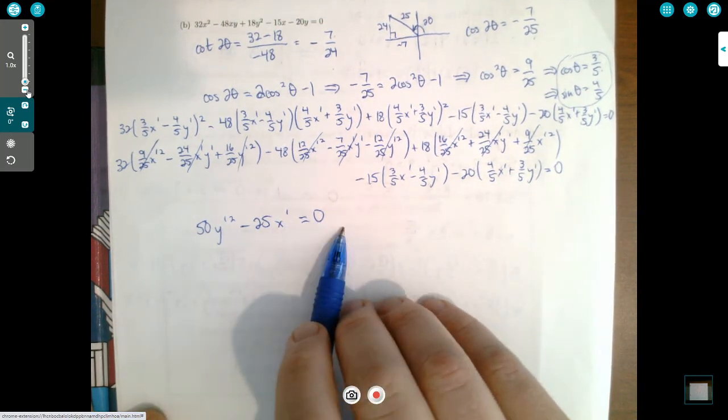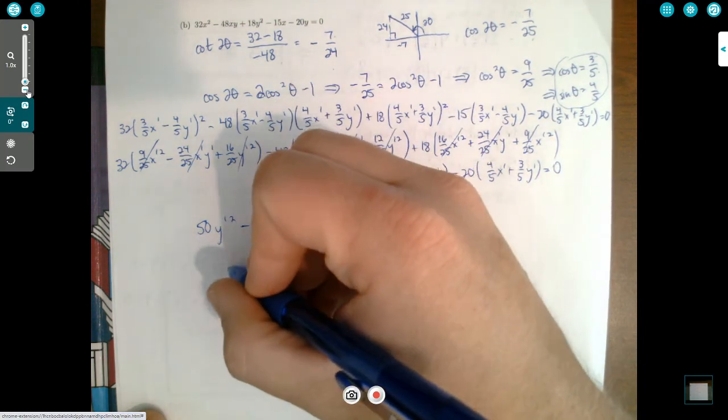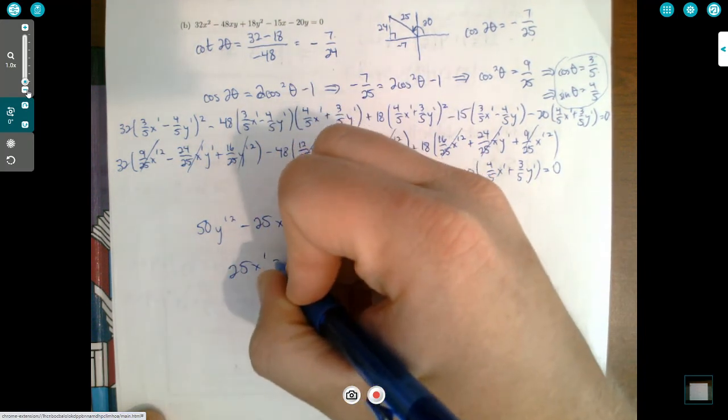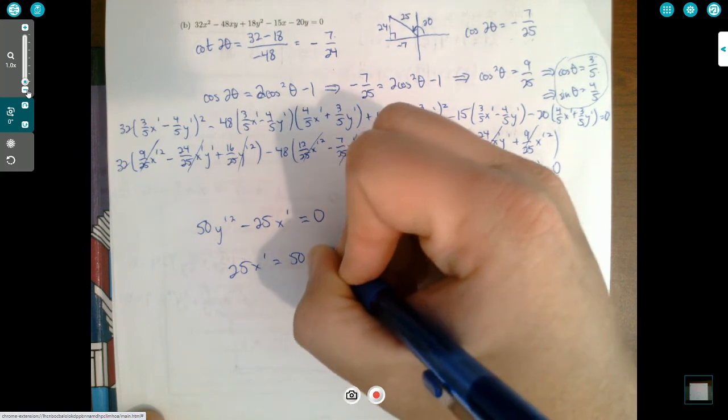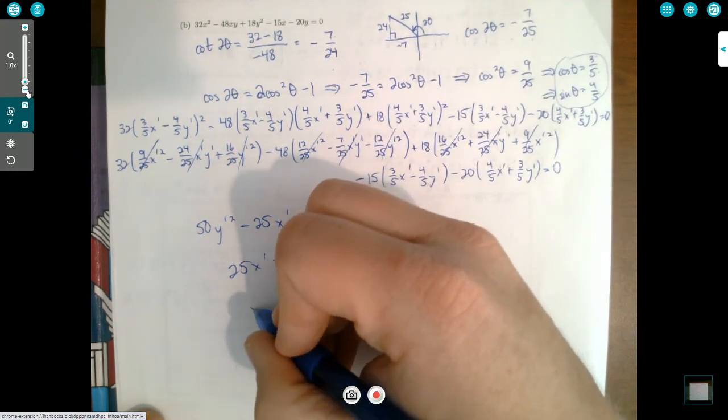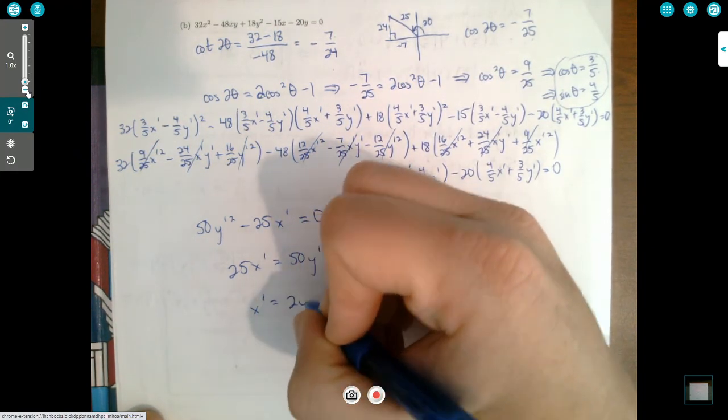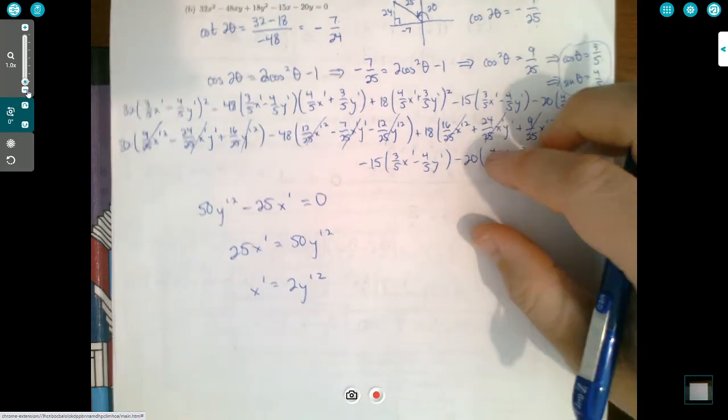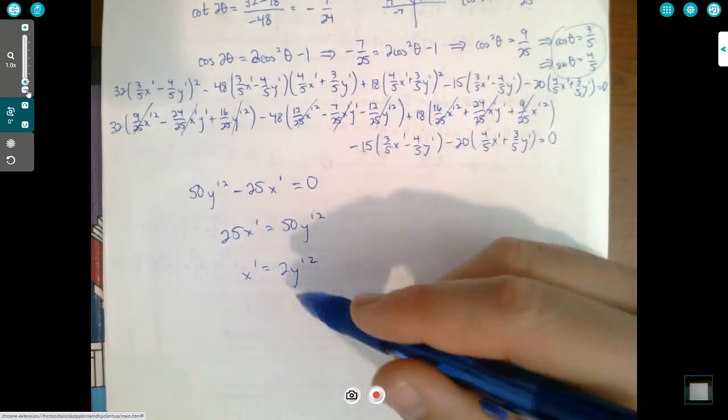If we add the 25x prime over, and then I'm just going to rearrange the order here. We can divide by 25. X prime equals 2y prime squared. So it's just a parabola, opens right.